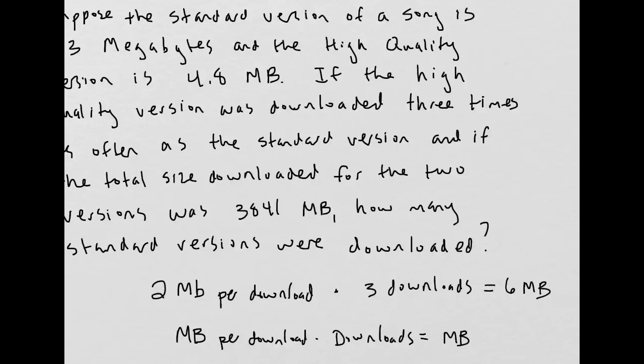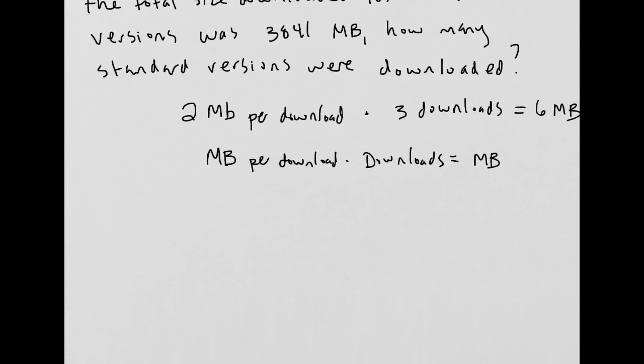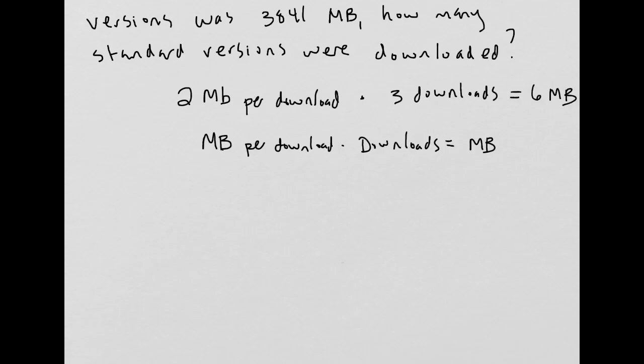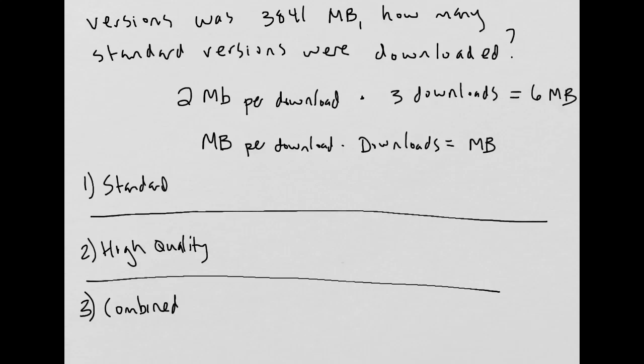Okay, and just like the last one, there are really 2 things that are taking up space on our computer. There's the standard version of the download, and then there's the high quality version download. So what I want to do on the side here is list those 2 things, because we're going to be calculating total megabytes for each one of those versions. So we've got the standard version, we've got the high quality version, and then we've got one row for any combined information, because sometimes they don't just tell us what's true of the standard or what's true of just the high quality. They give us information that pertains to the combined total of the 2.